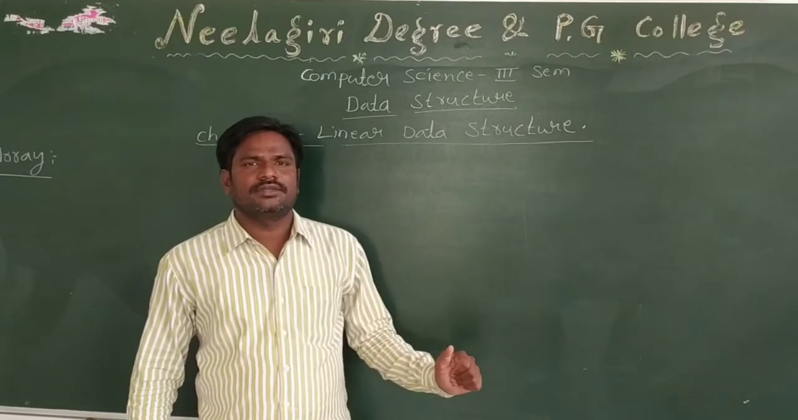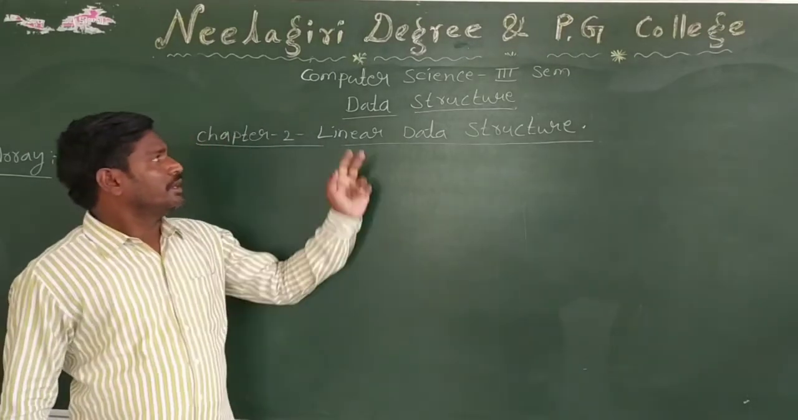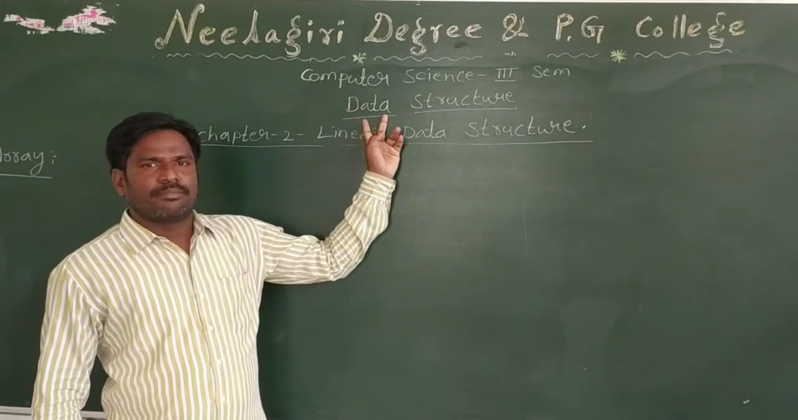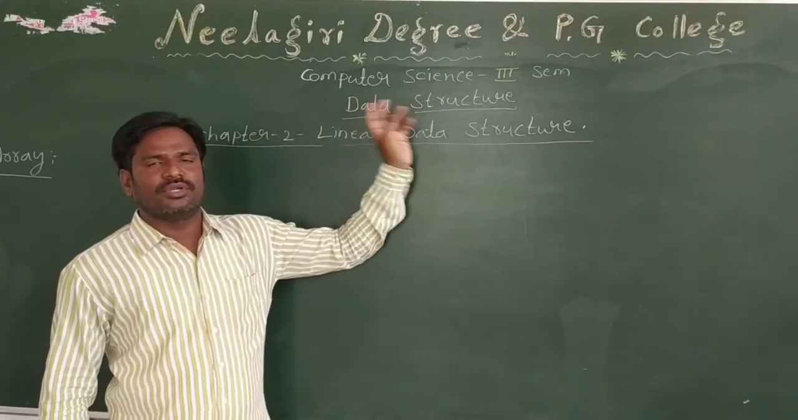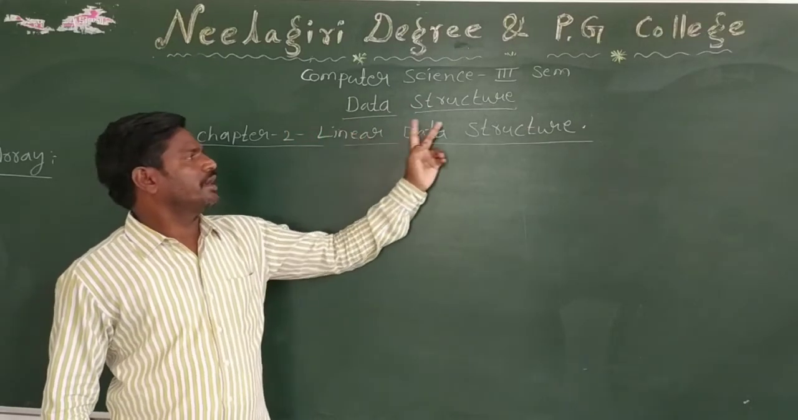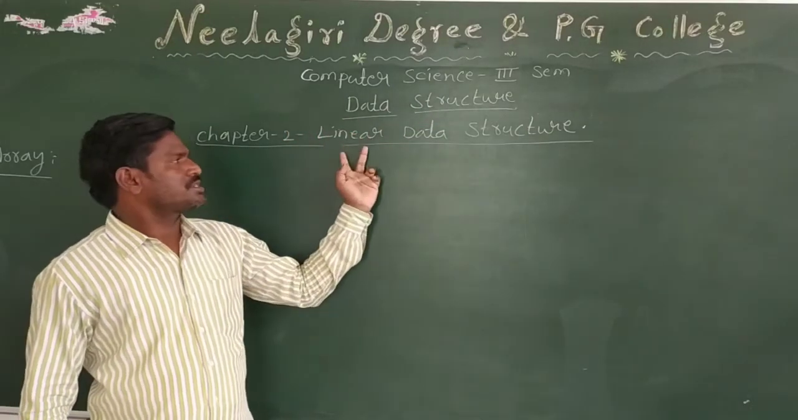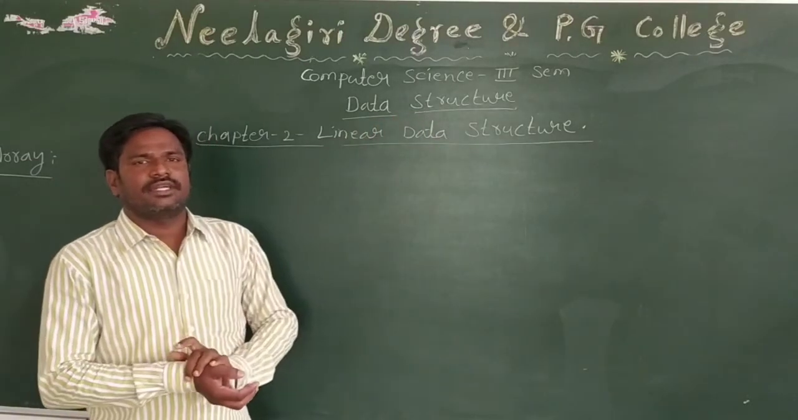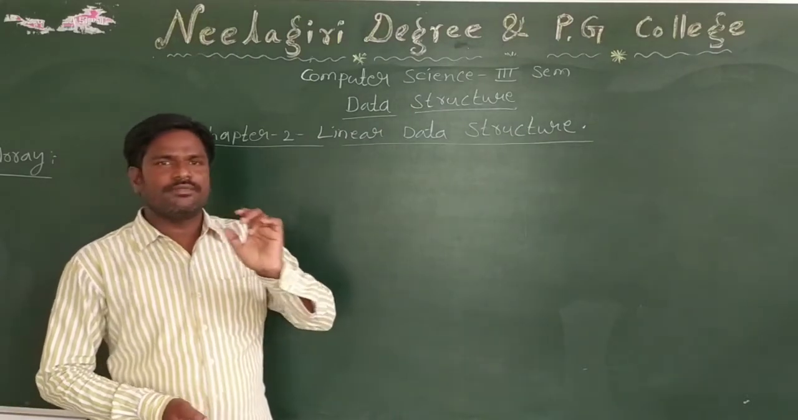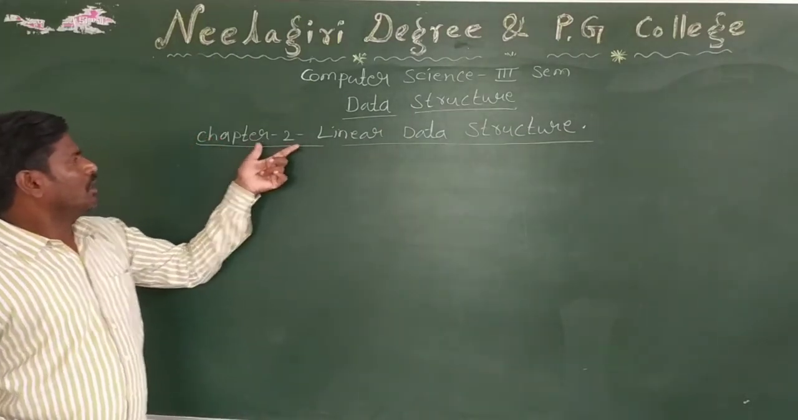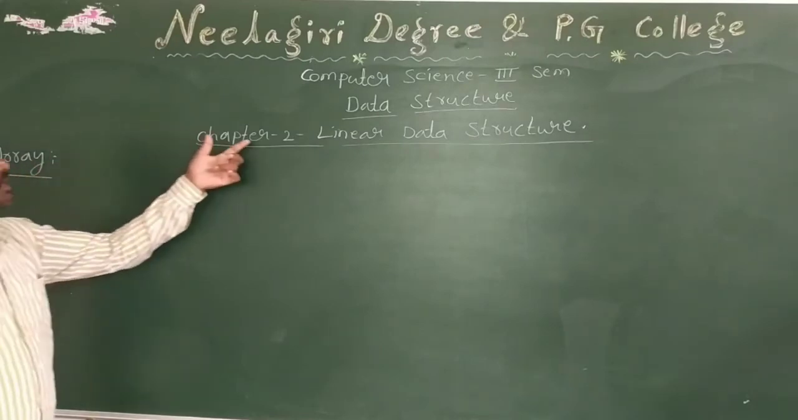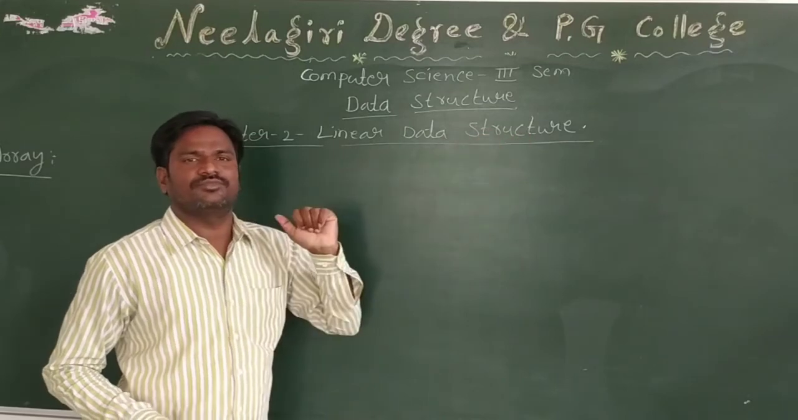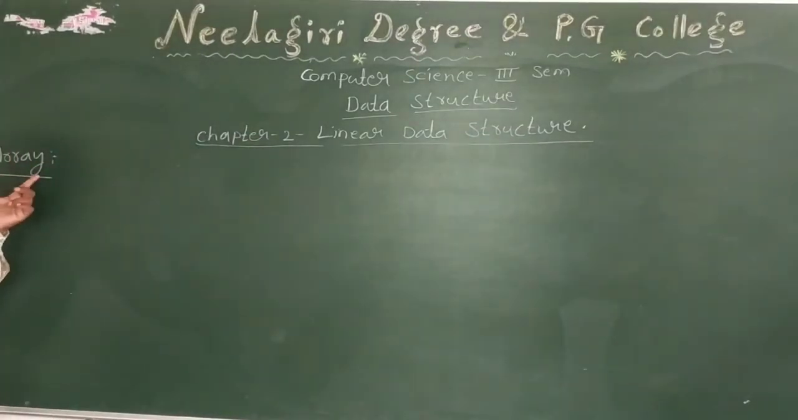In the previous class, we discussed types of data structures: primary, primitive and non-primitive data structures, linear and non-linear data structures, static and dynamic data structures, sequential access and direct access data structures. So today we will discuss arrays, which is in the second chapter, linear data structure, or you can say linear data organization. So we'll see about arrays first.